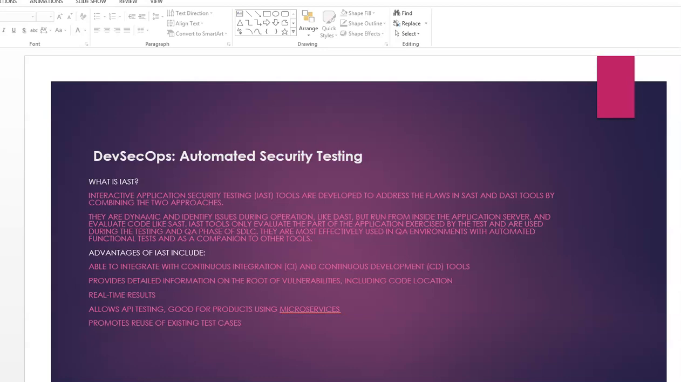The tools are developed to address the flaws in SAST and DAST tools by combining the two approaches. So we are combining SAST and DAST, two things, and we come up with the approach called IAST. What exactly does IAST do? It is dynamic and identifies the issues.